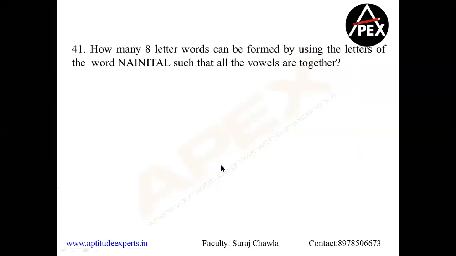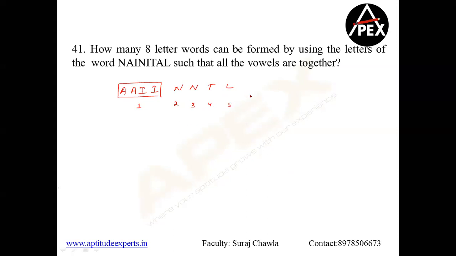Just 1 second, guys. Such that all the vowels are together. We learned this yesterday. This is again a simple question. The last two were still a little difficult, but this is quite simple. So let us write all the vowels together first. If all the vowels are together, let me assume them as one unit. So this is one, N, N, T, L. So 2, 3, 4, and 5.